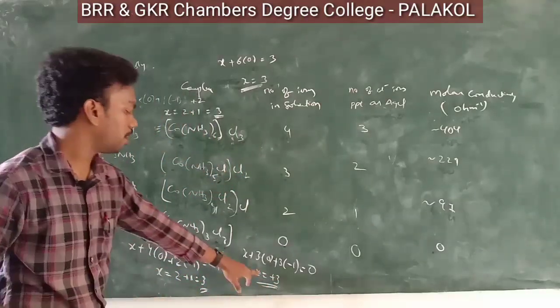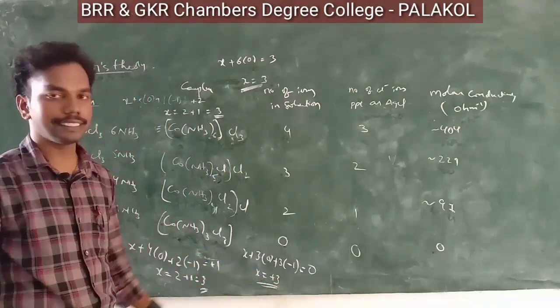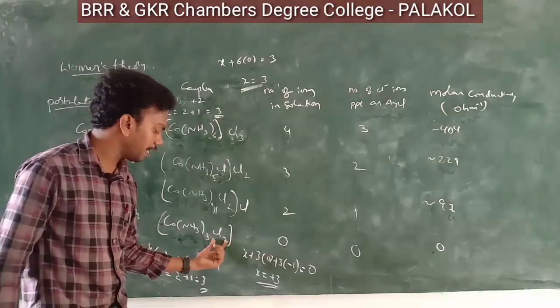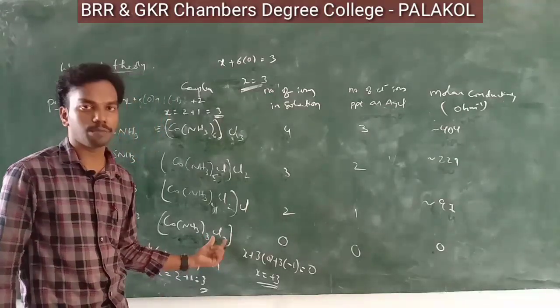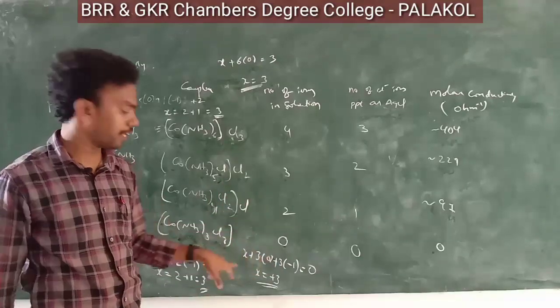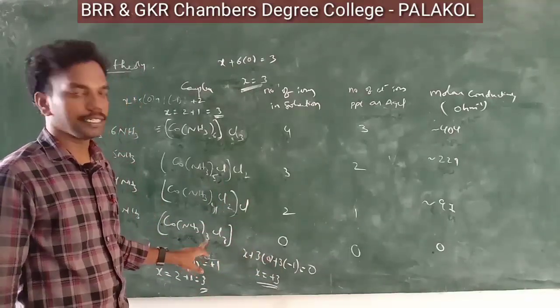Okay. Here also the oxidation state is plus 3. That means the primary valency is 3. So these three chloride ions are satisfying both primary valency and secondary valency. Primary valency is 3 and secondary valency is 6.